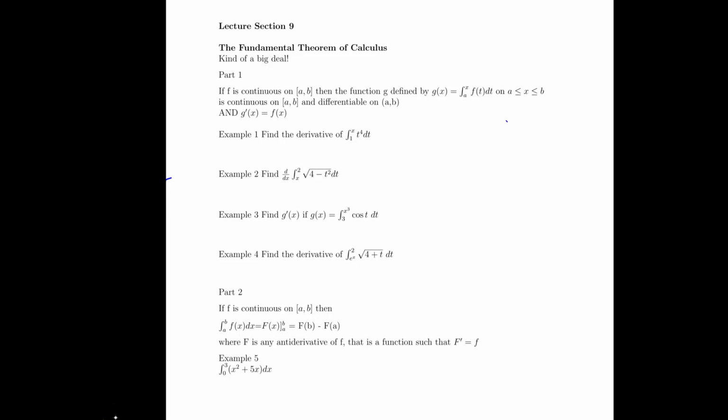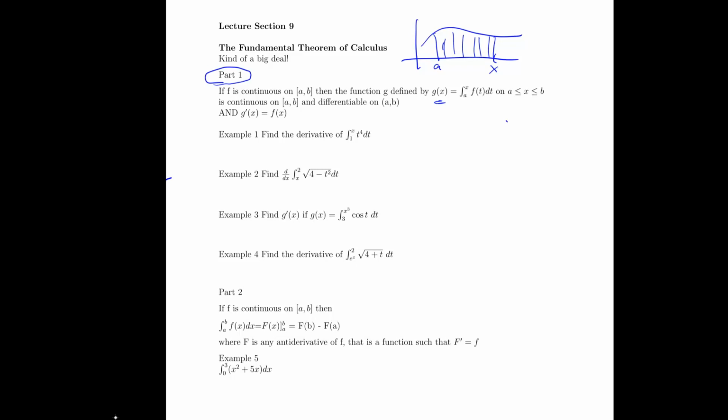Here we have it, the fundamental theorem of calculus. So let's deal with part one. First off, f is a continuous function. So here's my f, it's a continuous function. And then g is defined as the integral from a to x under f. So g is that area underneath the curve, anywhere from a to b.